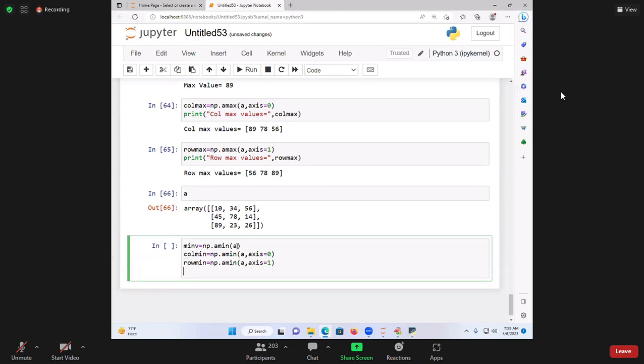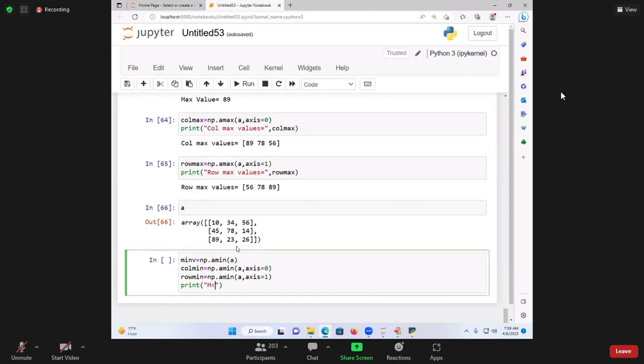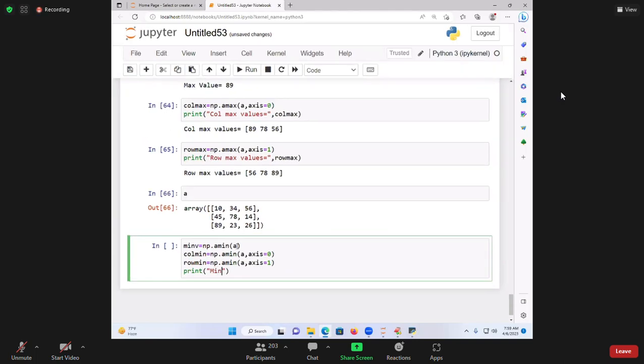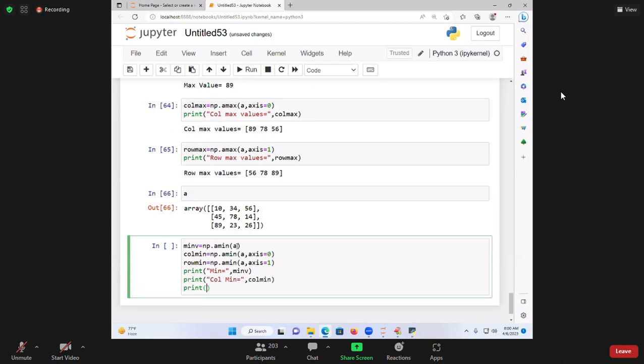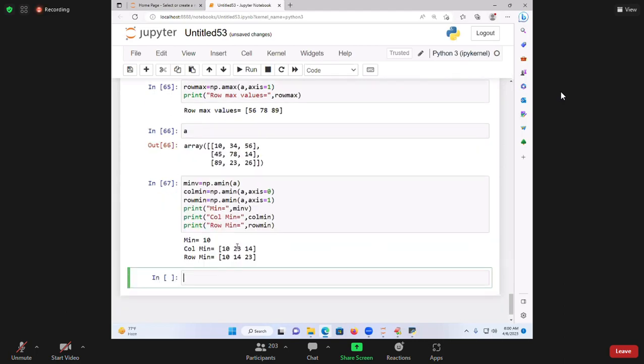Now I will print it here. Print of min, comma min value. Next, column min, comma COL min. Next, print of row min, comma row min. See the answer now.